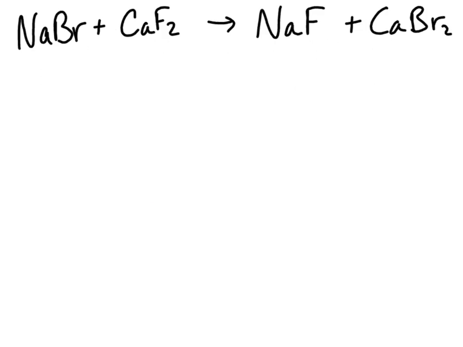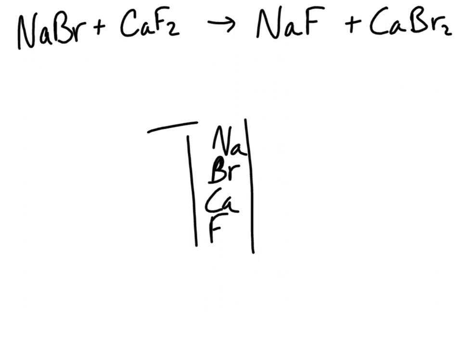I have sodium bromide and calcium fluoride. It's going to form sodium fluoride and calcium bromide. So again, our inventory: we're going to go sodium, bromine, calcium, and fluorine. Sodium on the reactant side, I have 1. Sodium on the product side, I have 1. Bromine on the reactant side, I have 1. Bromine on the product side, I have 2. Calcium, I have 1 on the reactant, 1 on the product. Fluorine, I have 2 on the reactant, 1 on the product.